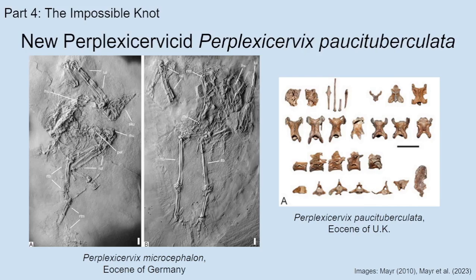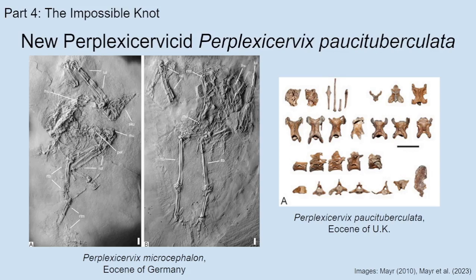So what are they? Well, an early idea to explain these structures was that maybe these birds suffered from some kind of disease that modern birds don't get, and that was causing them to grow these weird bumps on these vertebrae. Maybe. But then, people found more specimens of Perplexicervix, and this was when Perplexicervix was actually properly named.